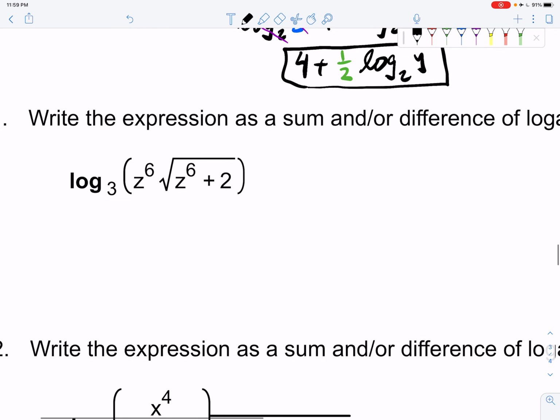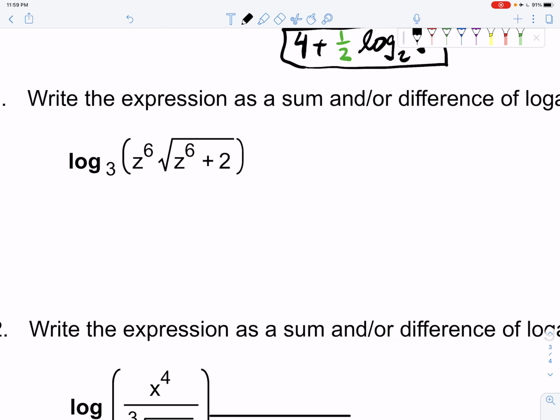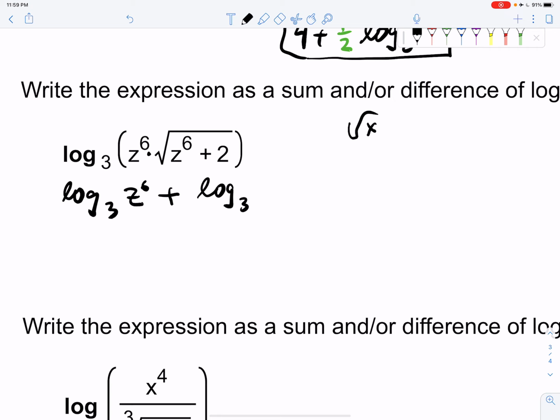Okay, what's going on here now? A little more complicated, but once again, it's a product. So we know that this is going to be log base 3 of z to the 6th plus log base 3 of the square root. Now remember, once again, that square root should be written as an exponent. So let's just do that right now. So this is going to be now the quantity z to the 6th plus 2 raised to the 1/2 power.